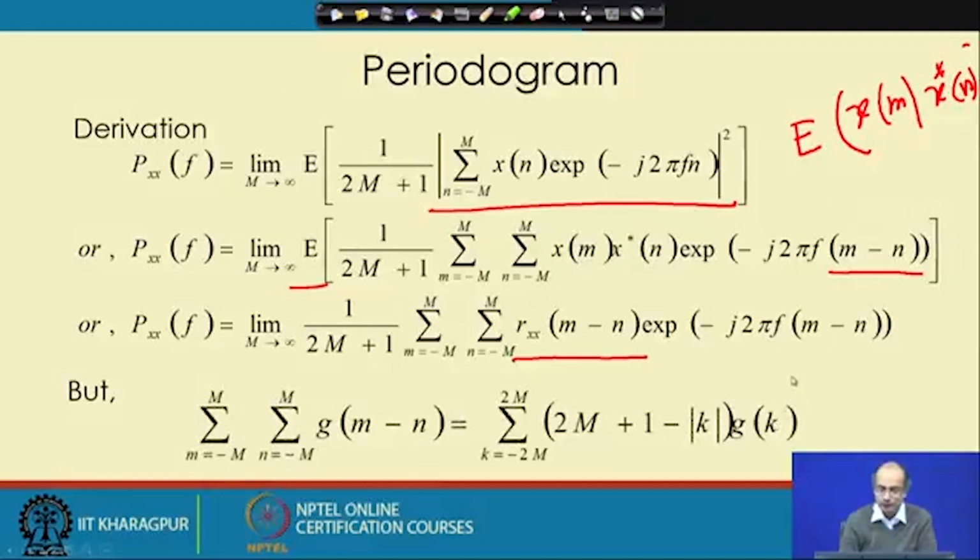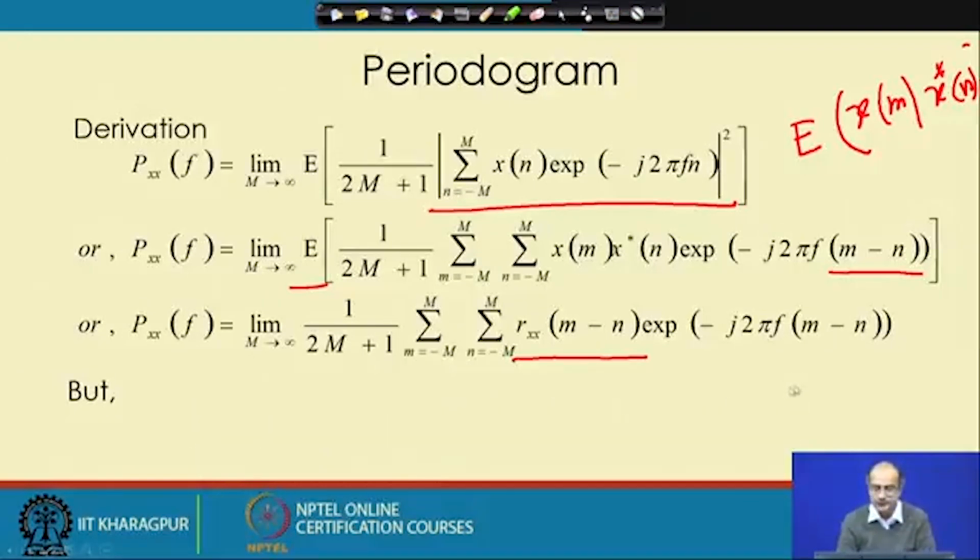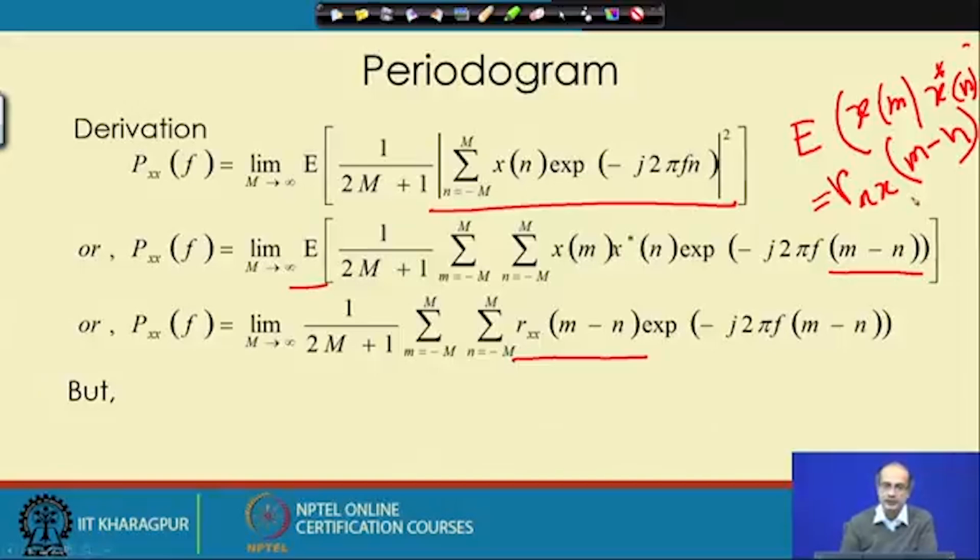Okay. So, that we look at that, and here that m minus n, the way we could write only because that means that this is equal to r x x of m minus n. We could write this with some assumption. First of all, that we have taken the assumption that this is a stationary process, and because it is stationary, it is shift invariant.